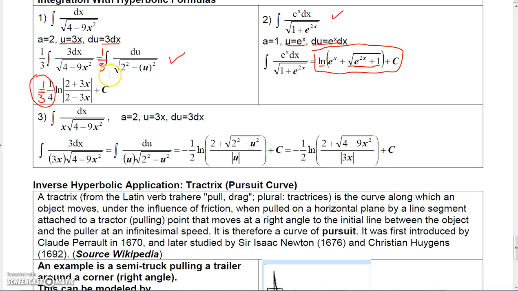Okay, let's do one more. Here, on number 3, I have dx over x times the square root of 4 minus 9x squared. Now this time, if I let u be 3x, du would be 3dx. What I'm going to do here is a little bit different from what I've done before. See, I need this to be 3dx so that this will be du. Right, so I'll multiply that by 3, but let me show you why I'm going to keep the other 3 on the inside.